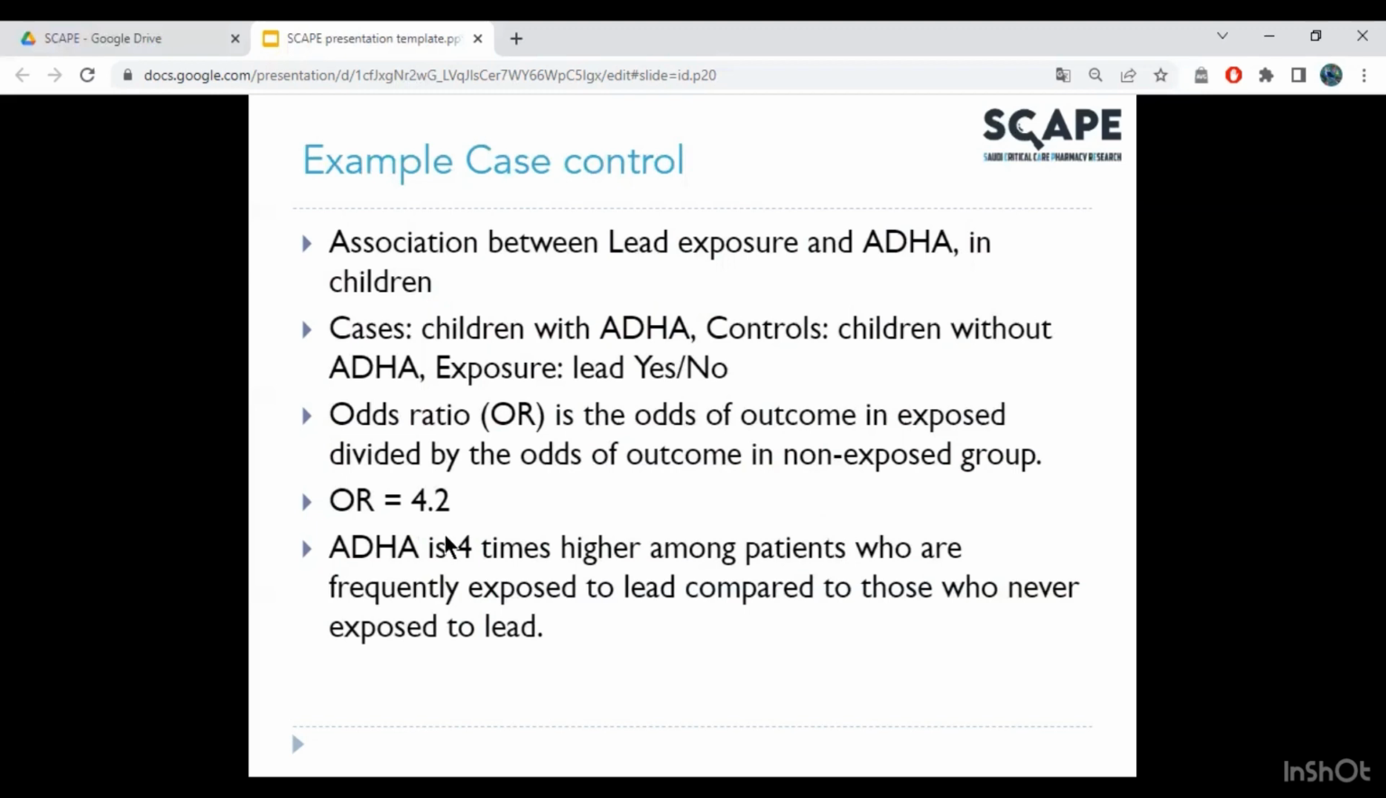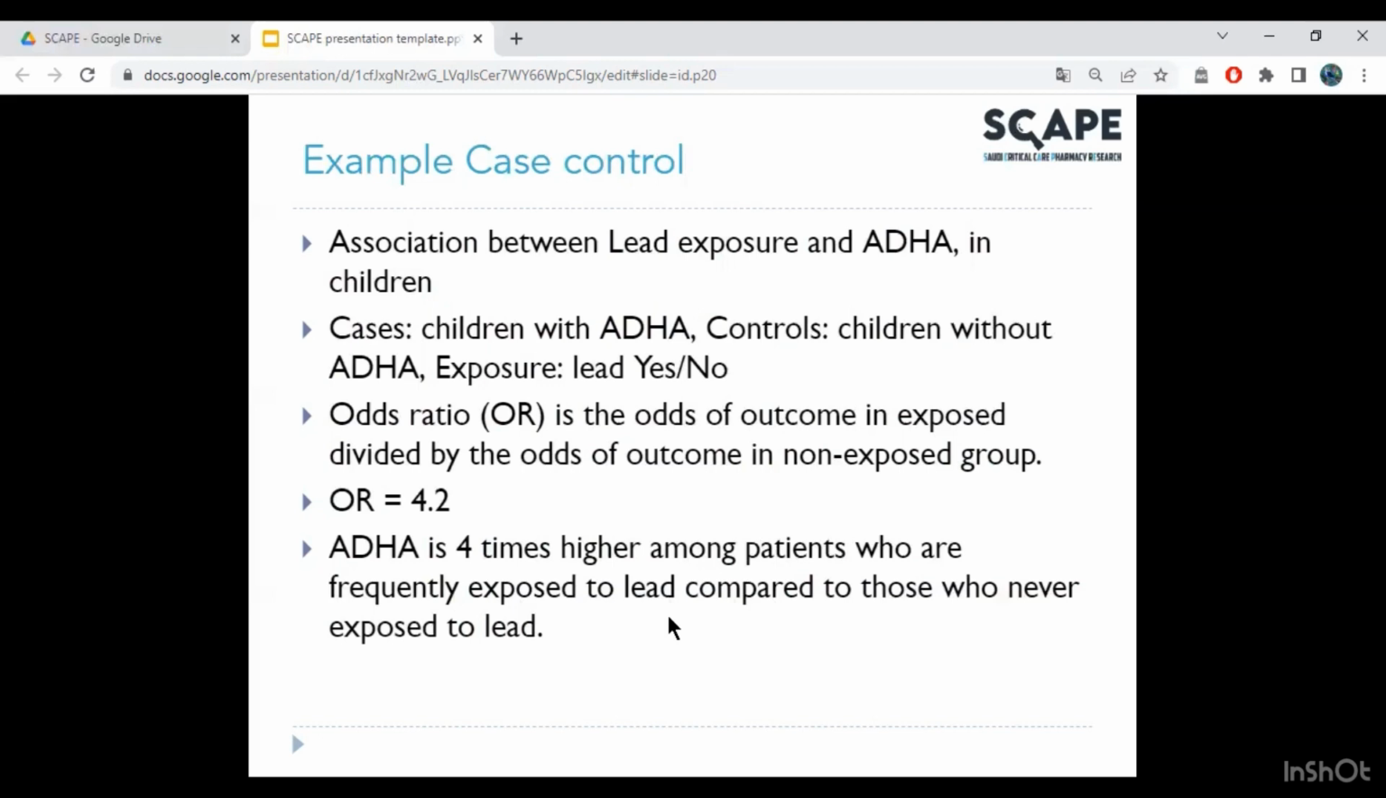And it means that ADHA is 4 times higher among patients who were frequently exposed to lead compared to those who have never been exposed to lead. In order to make a good interpretation for the odds ratio, you need to use this phrase, compared to, to illustrate the comparison that is made between your exposed group and non-exposed group.